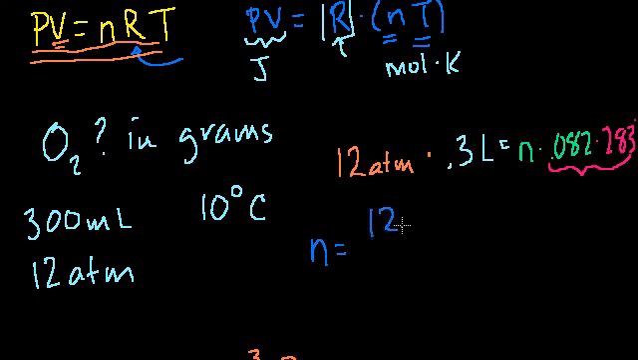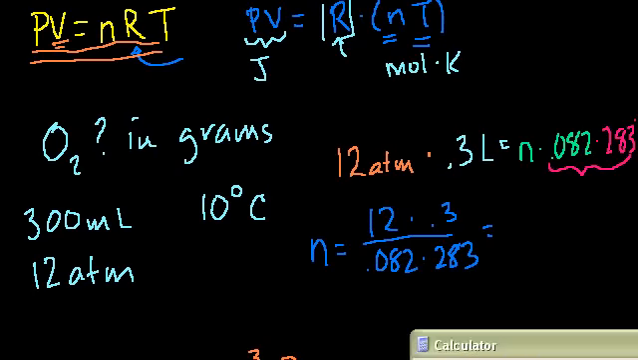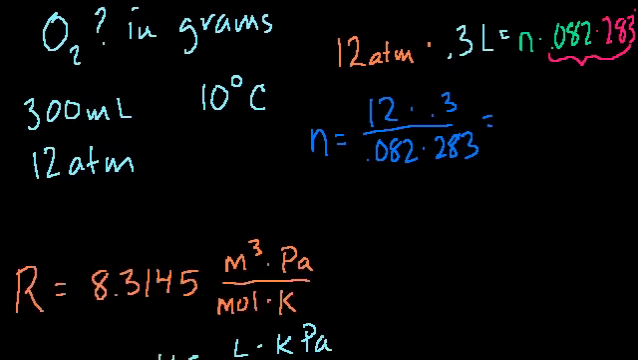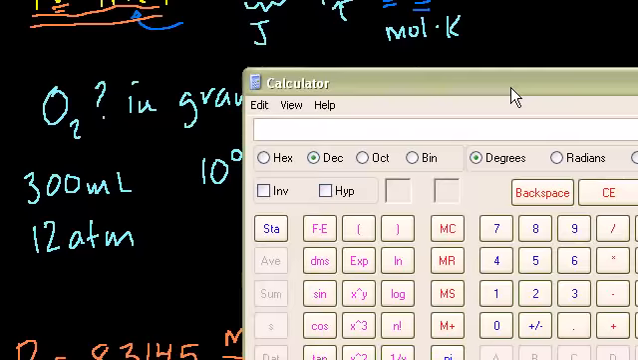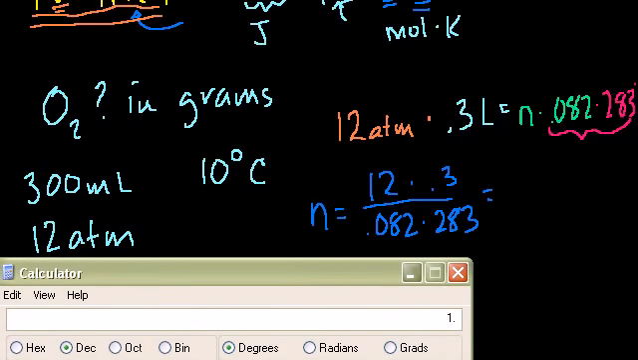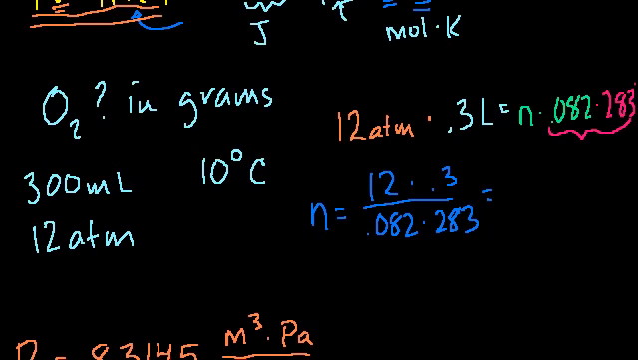And so we have N is equal to 12 atmospheres, I'm just swapping the sides, times 0.3 liters divided by 0.082 times 283 degrees. And that is equal to, and our answer will be in moles. If you want to verify that, you can plug in all the units and use the units for the ideal gas constant. So it's 12 times 0.3 divided by 0.082 divided by 283 is equal to 0.155 moles.